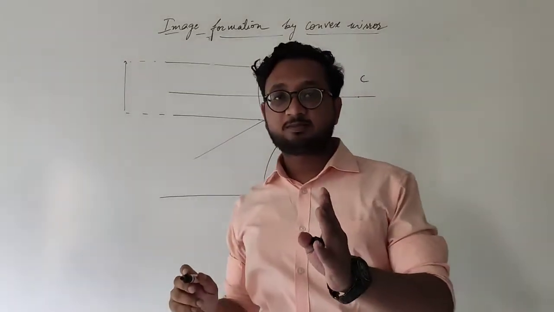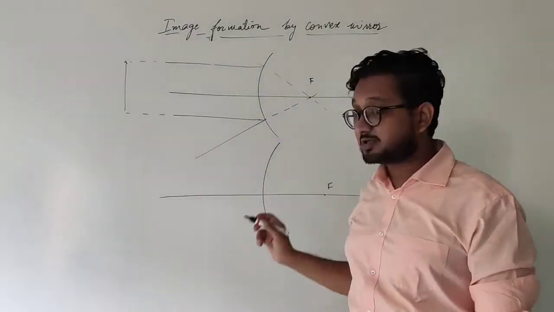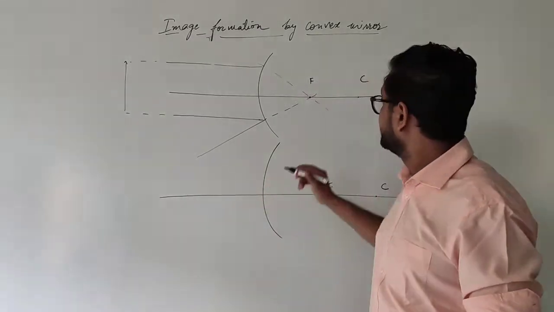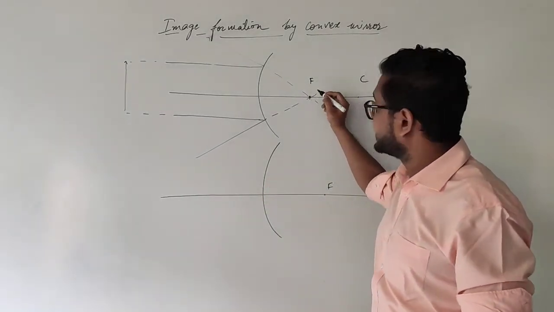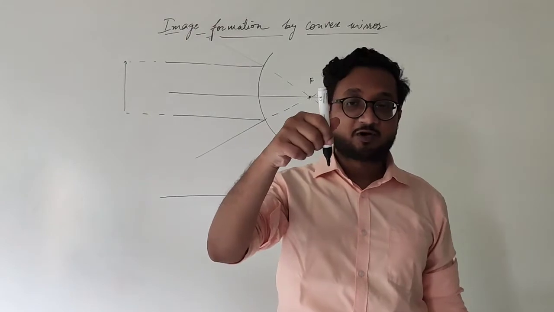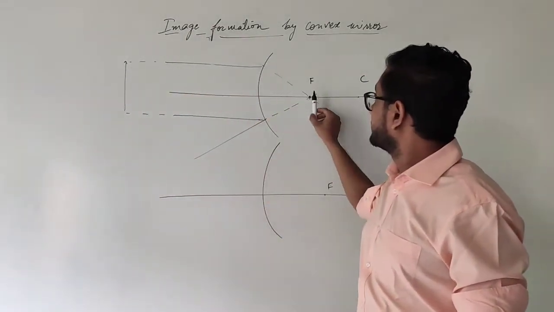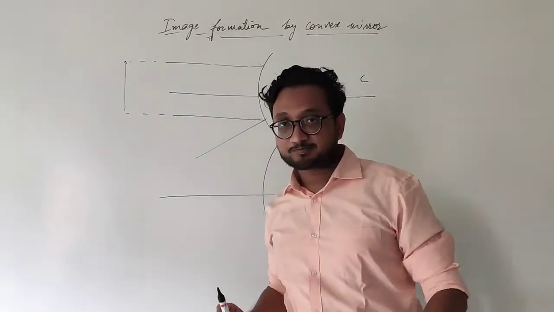Now unlike the concave mirror, in the convex mirror the image will always be virtual and erect. Virtual and erect means the image will not be inverted. It will be the same as the object. So if the object is kept like this, the image will also be like this, but very small.